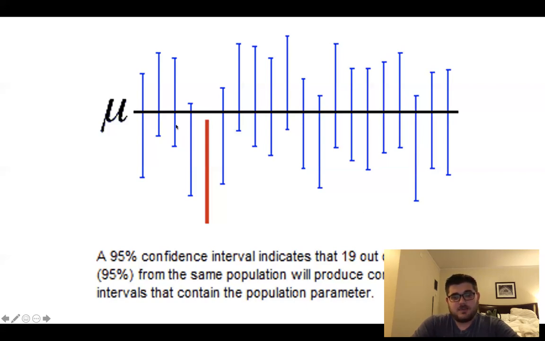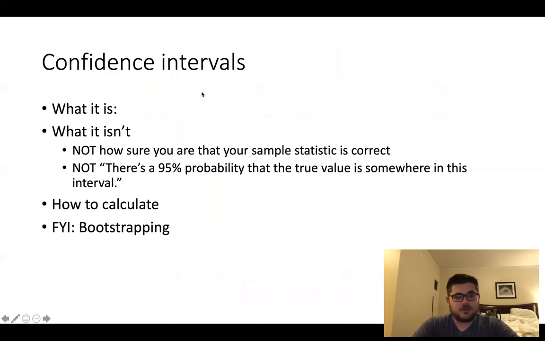What's going to happen 5% of the time, sorry, that's once out of every 20 samples. You might be the unlucky person who collected a sample and said, I think the mean is here, and you missed it, even with the confidence intervals. I talk more about that in the chapter.